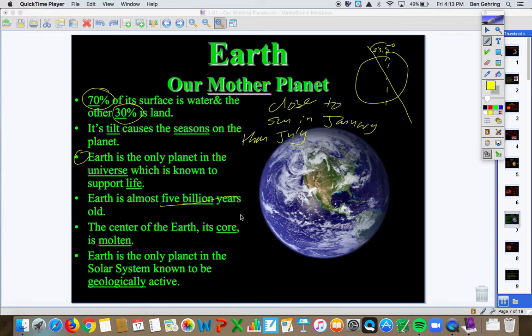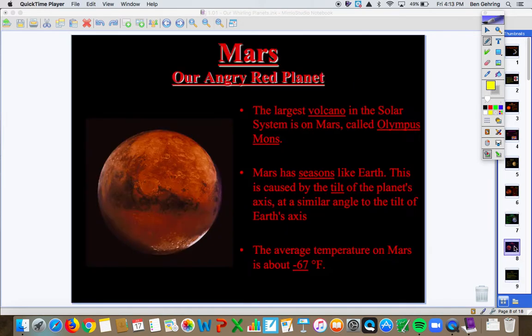So at the center we have this iron core. Surrounding that we have a liquid iron core, which gives us our magnetic field. That's why our compasses work, based on magnetic properties inside of Earth. And we're the only known geologically active planet in the solar system, meaning we're the only known planet to have things like volcanoes and earthquakes occurring there.